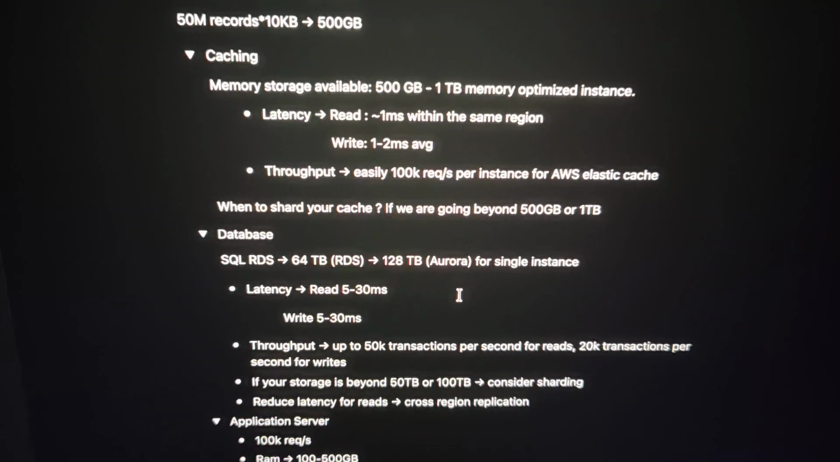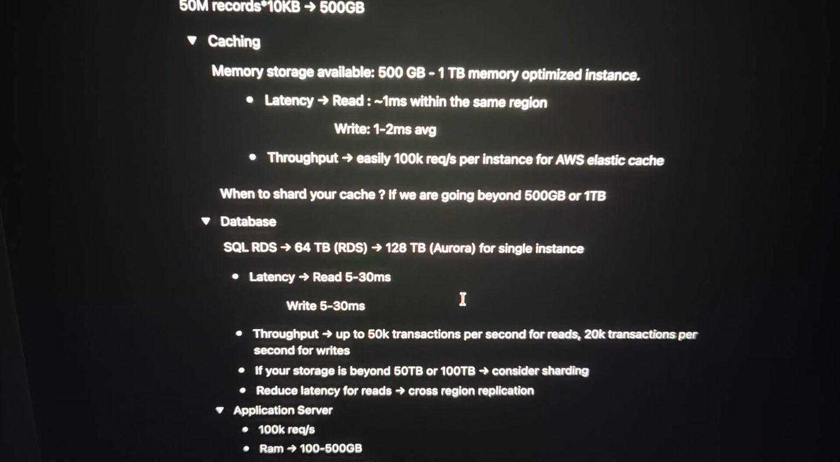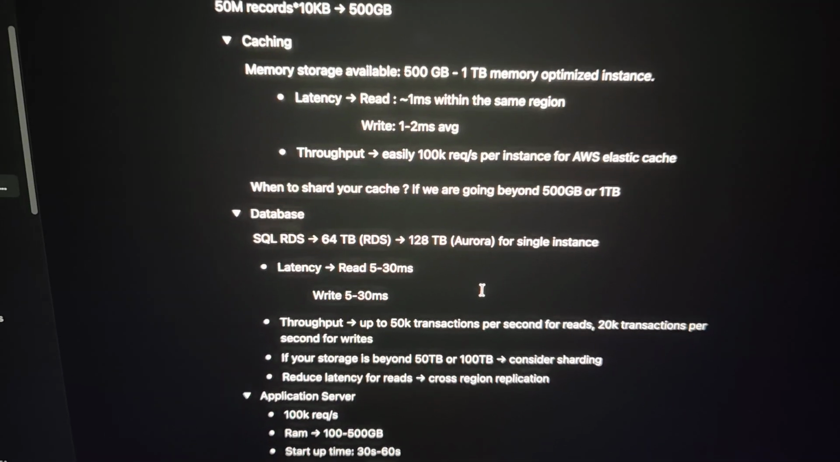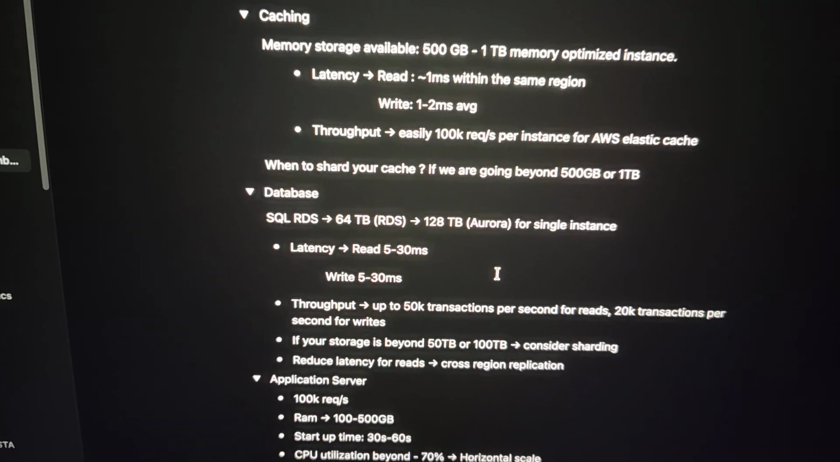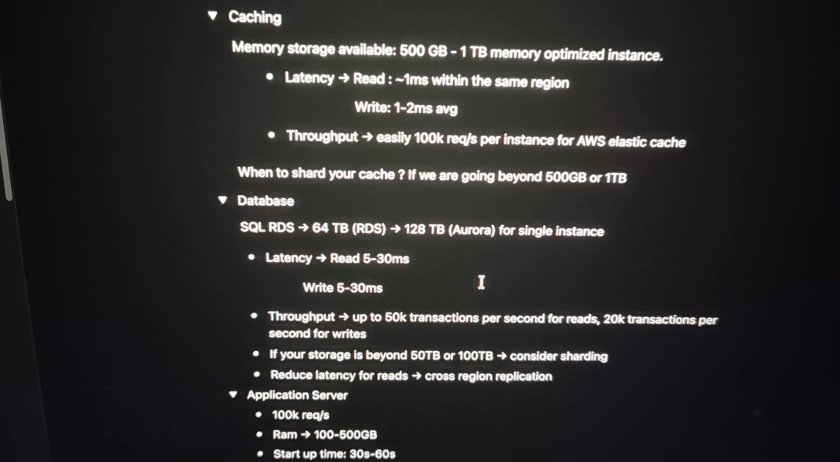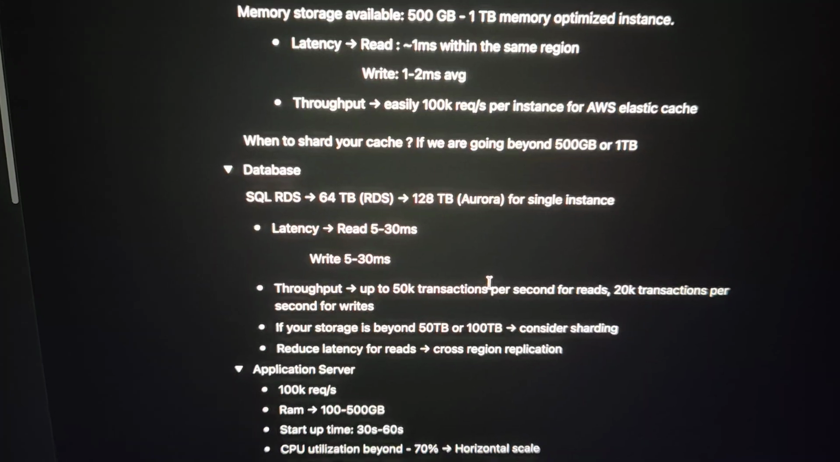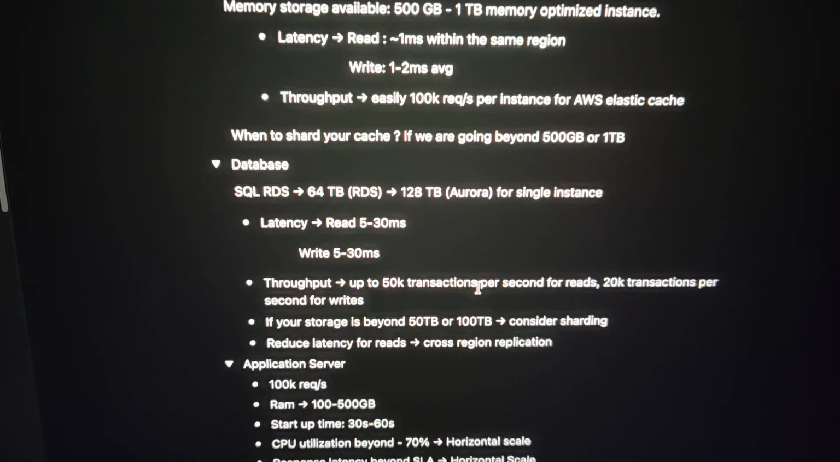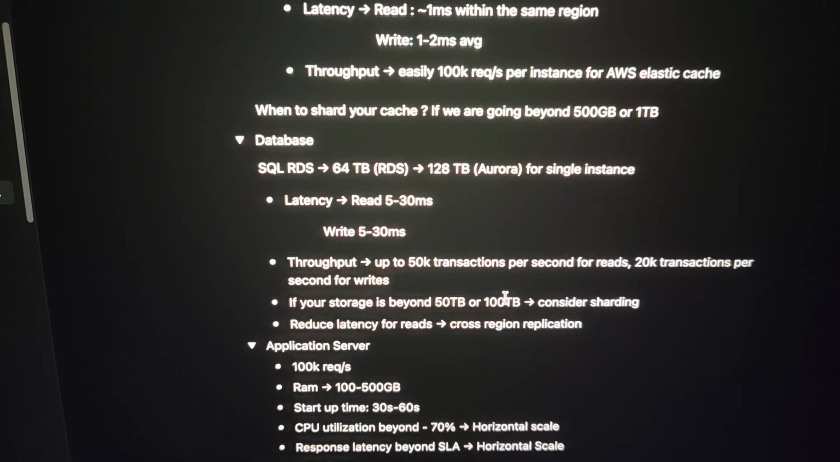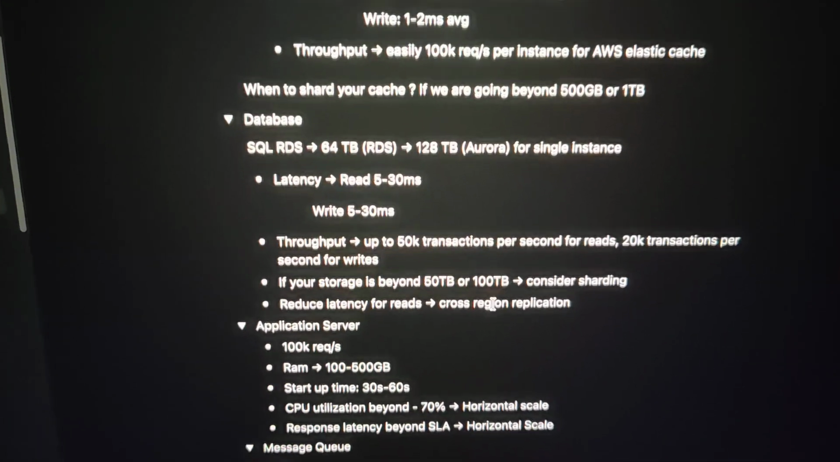So coming to caching, the memory storage available would be around 500 GB to 1 TB, your read latency would be 1 millisecond, and write would be 1 to 2 milliseconds. And your throughput can be 100k requests per second.